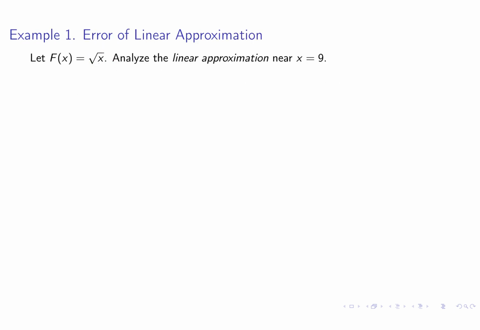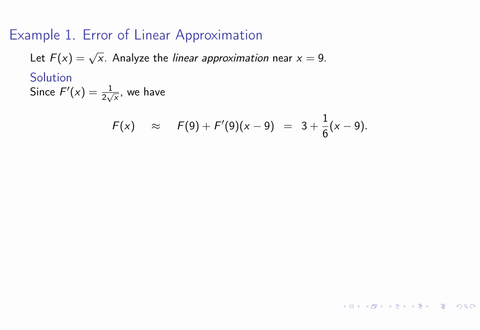Let's take the function square root of x and analyze its linear approximation near x equal 9. In other words, we want to construct the tangent line to square root of x at x equal 9 and to see how far the tangent line is from the original graph. To find the tangent line, we need to compute the coefficients, the y value at 9 and the value of the derivative at 9. The derivative of square root of x is 1 over 2 square root of x. So when we plug in x equal 9, we get 1 over 2 times square root of 9, which is 1 over 6. And the y value of square root at 9 is 3. So the tangent line is y equals 3 plus x minus 9 over 6.